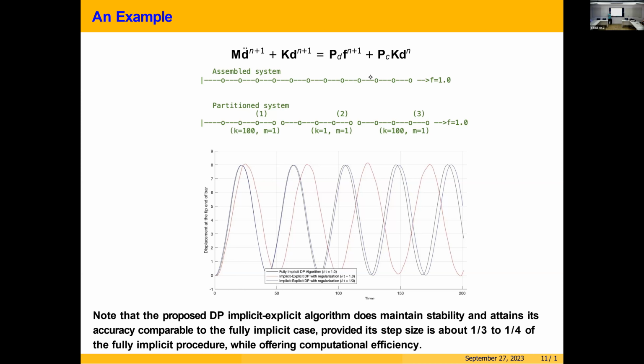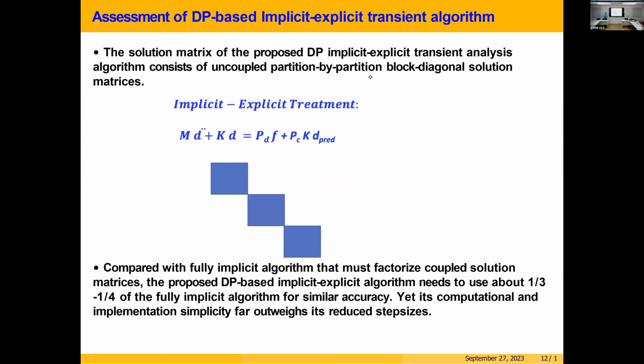So there are two kinds of filters. One is an amplitude filter, and there's a phase filter. And in the end, you can solve all the horrendous dynamics problems just by implicit-explicit solution using just a block diagonal solution matrix.